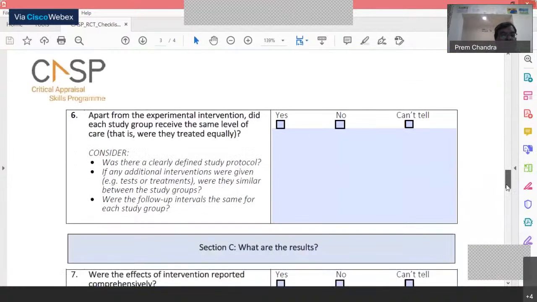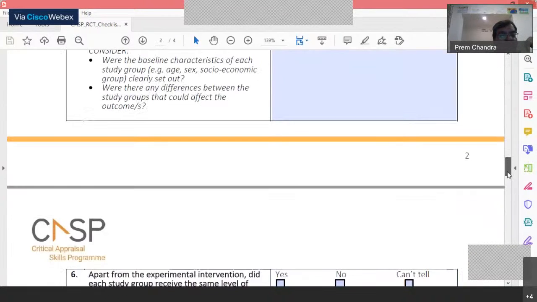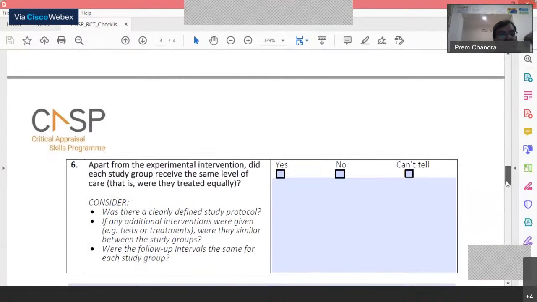So point number 6 is all about, apart from the experimental intervention, did each study group receive the same level of care, which is very important. This is where it might lead to something called detection bias.